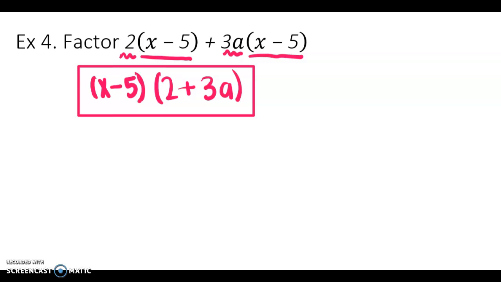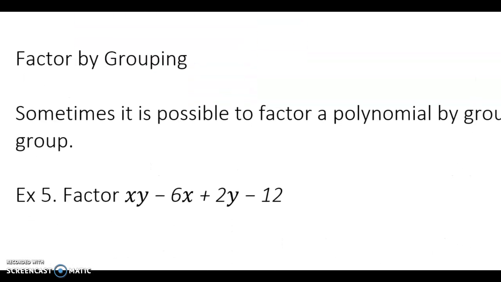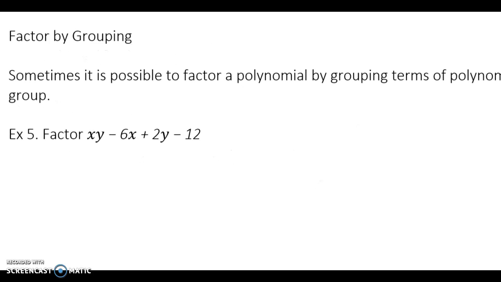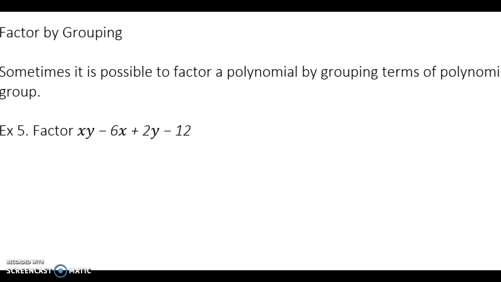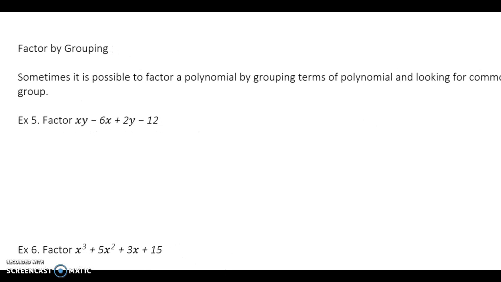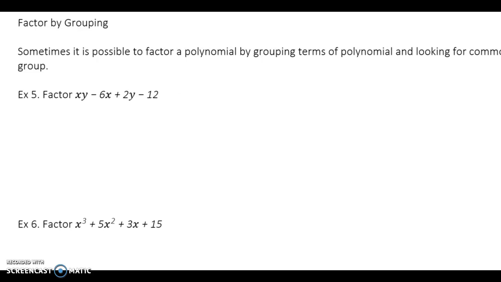So this is what we call factoring. All right. And the last thing we're going to go over is factor by grouping. So sometimes it is possible to factor a polynomial by grouping terms of the polynomial and looking for the greatest common factor in each group. So let's go ahead and start off with this first one. Factor xy minus 6x plus 2y minus 12.